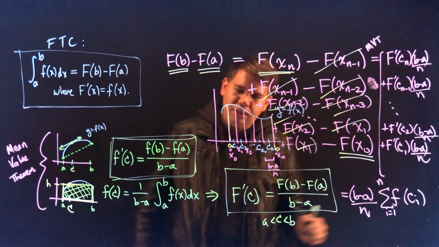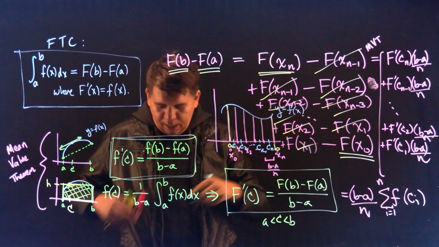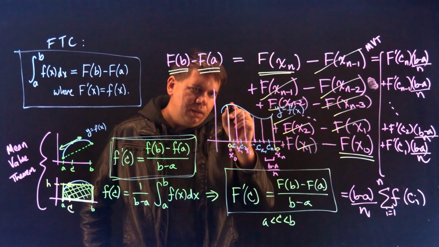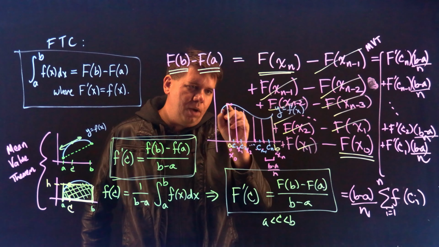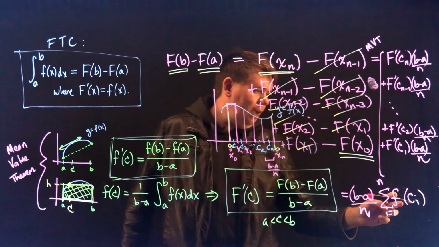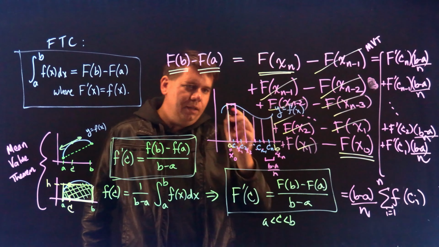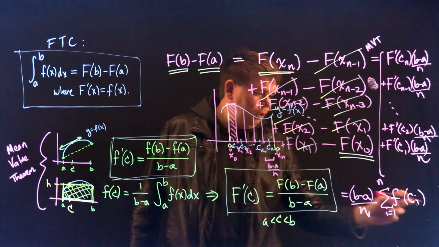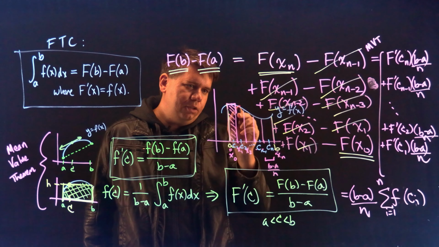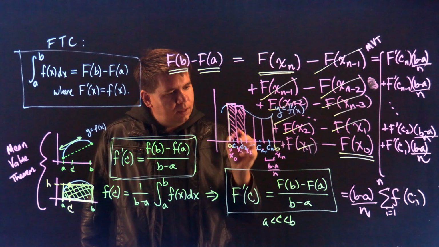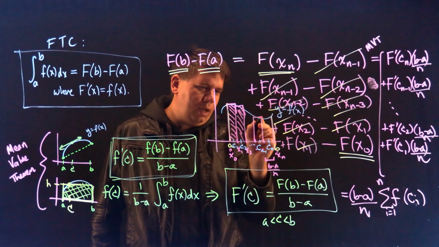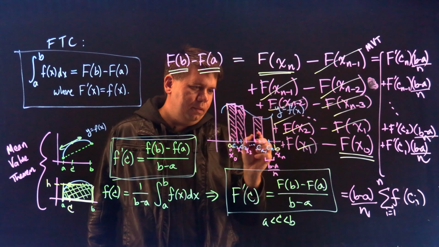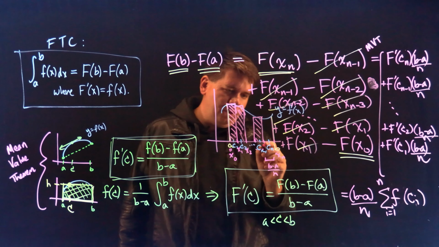That means f of c1 is just the height of the rectangle that touches this guy at c1. It's just the height of this rectangle. So f of c1 times b minus a over n gives you the area of this rectangle. And f of c2 times b minus a over n is the area of this rectangle. And so forth and so on. Each of these is the height of the corresponding rectangle. So these are not right endpoint rectangles.